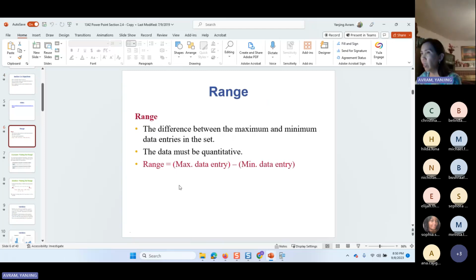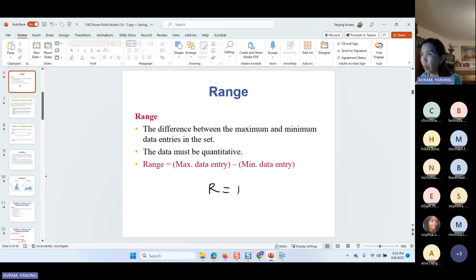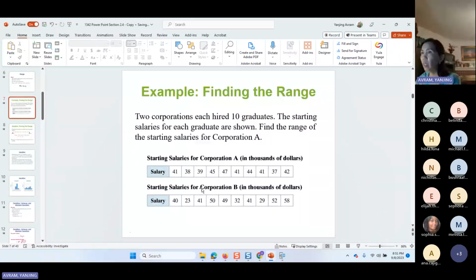What is the range? The range is the highest one minus the lowest one, right? So sometimes I just write down R equals H minus L, the highest data value minus the lowest data value. All right, if we look at these two corporations, each hires 10 graduates, right? And that is their starting salary in here. You can see in company A, the highest one is 47, the lowest one looks like 37, right? So the range here will be a 10,000 difference.